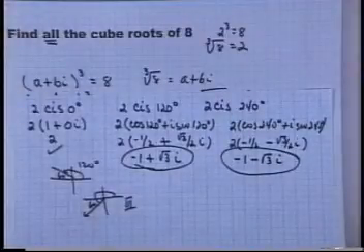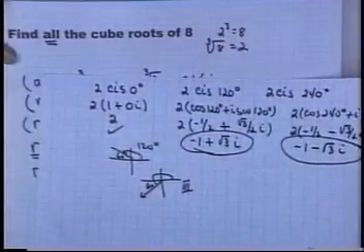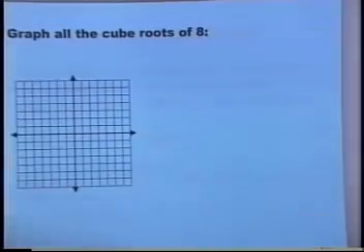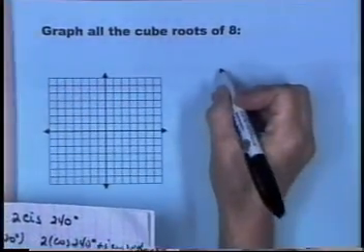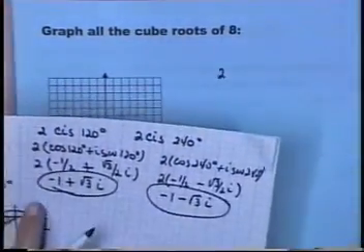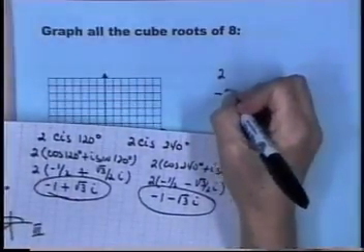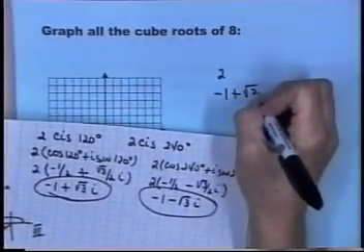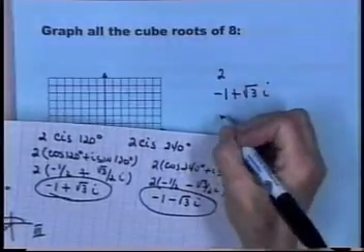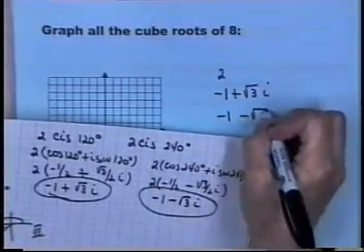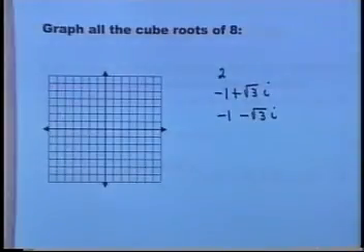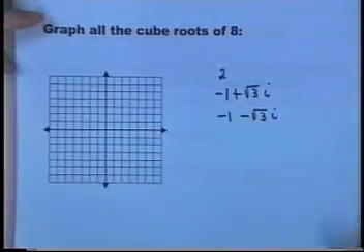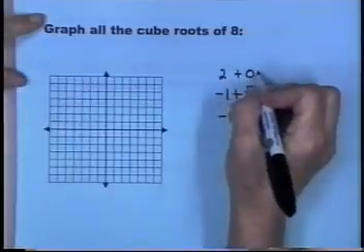Now I also want to show you something that happens in terms of graphing these cube roots. I'm going to try to keep all this where you can see this. For the cube roots of 8, we got 2. The second cube root of 8 that we got was negative 1 plus the square root of 3 times i, and the third cube root was negative 1 minus the square root of 3 times i. Okay? Let's graph those. Of course, 2 is the same thing as 2 plus 0i.